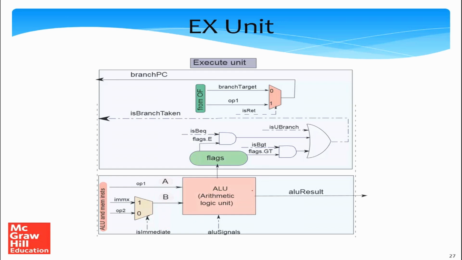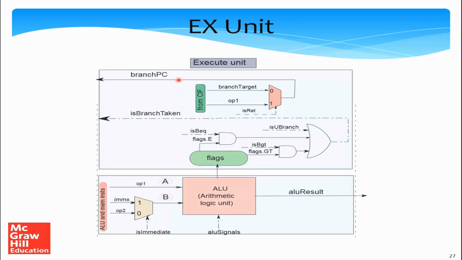Based on the ALU signals, an appropriate operation is done. The ALU also sets the flags, and the branch unit reads the flags. Depending upon the type of instruction, whether it's a conditional branch or an unconditional branch, it computes if it is necessary to actually change the program counter other than the default. That is the is branch taken signal, which says if the current instruction is a taken branch or not.